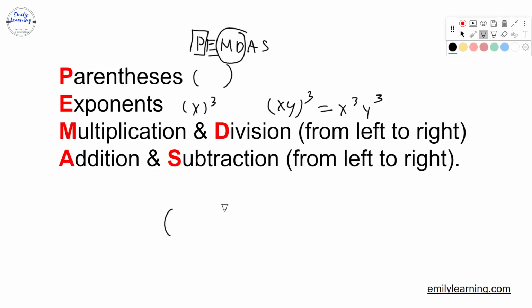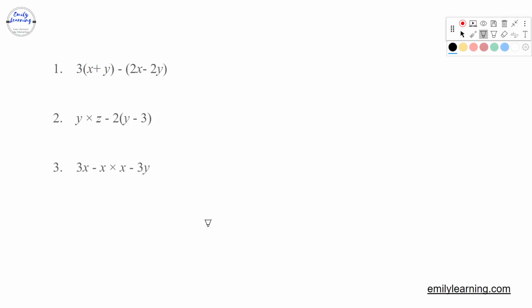Also remember that we use brackets to represent multiplication. So if you have 3 bracket, it just means 3 times whatever is inside the bracket. So this is considered a multiplication. With that, let's take a look at some examples.